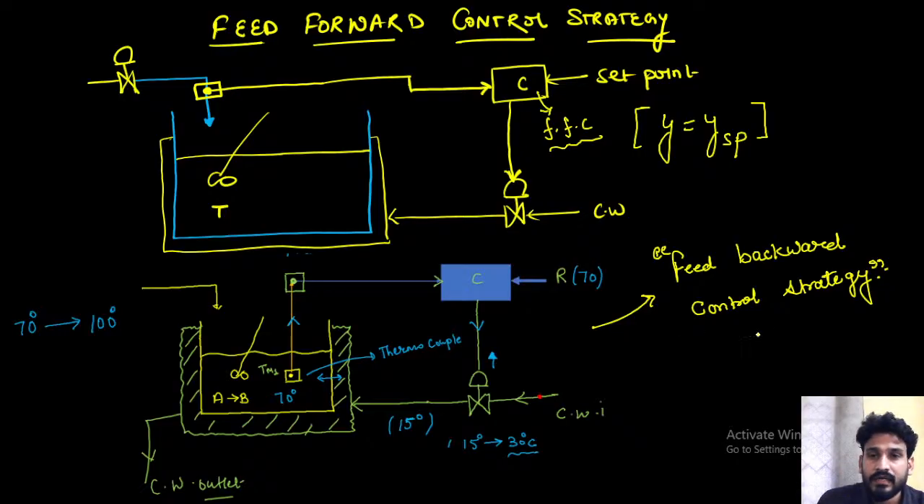In the feed backward, my controller will take action when there is a change in the temperature of the process. Yes or no? Here, where is the measurement instrument installed? It is installed in the process. So it measures the deviation within the process. It means that the process is disturbed. But here you can see the measurement instrument is installed at the disturbance.